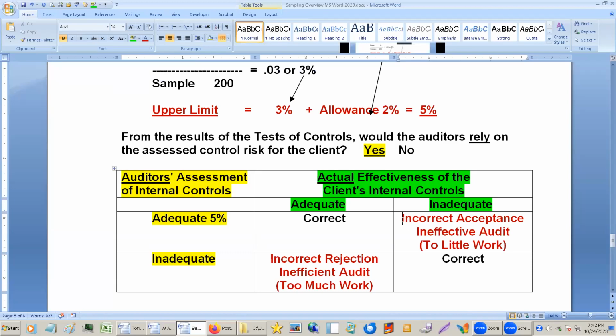So this one is the more dangerous of the two. This is the one that auditors fear, this incorrect acceptance. Incorrect rejection just means, okay, we'll do more work, and eventually we'll come around to the fact that the controls are okay. But this one is the more dangerous one, because you're thinking that the audit is fine. Hey, it worked out great. Everything was fine when it isn't.